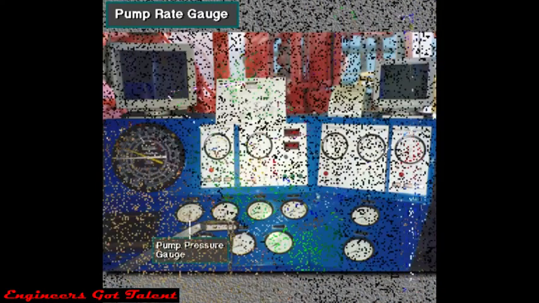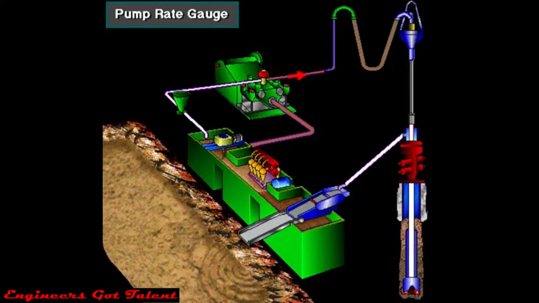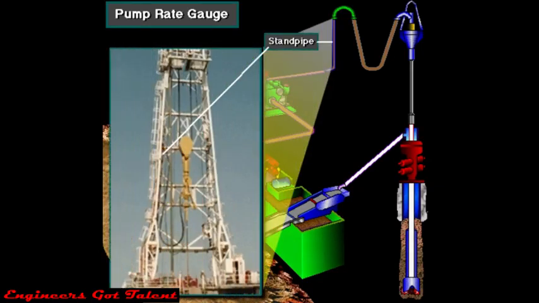The mud pump pressure gauge shows drillers the amount of pressure the pump is putting out. They monitor pump pressure from the standpipe to ensure that it is the correct amount needed to keep the hole clean and return cuttings back to the surface.